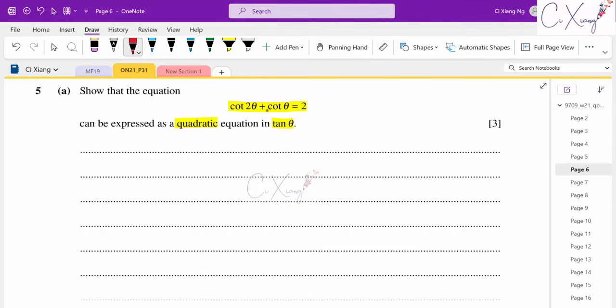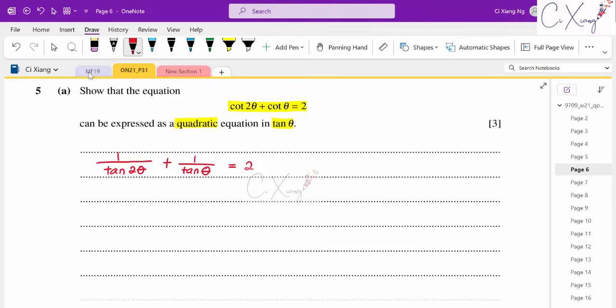So cotangent 2 theta, I can write as 1 over tangent 2 theta. Cotangent is 1 over tangent, right? So I will have 1 over tangent 2 theta. For cotangent theta, I will get 1 over tangent theta. Then I let it equal to 2, right? For tangent 2 theta, it is a double angle trigonometric function. So I can express it as a single angle. Single angle means that I'm having theta, not 2 theta.